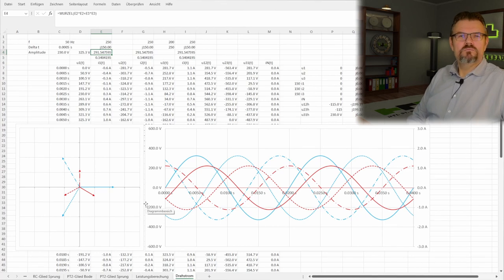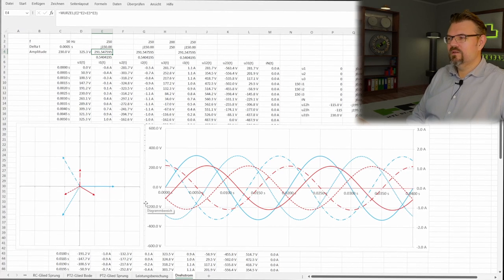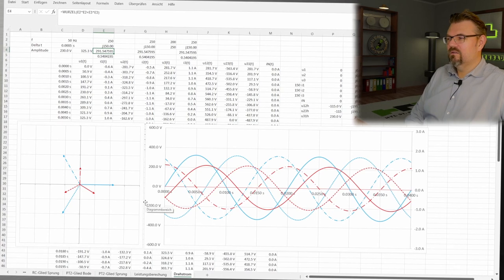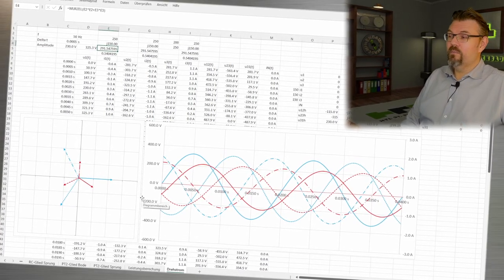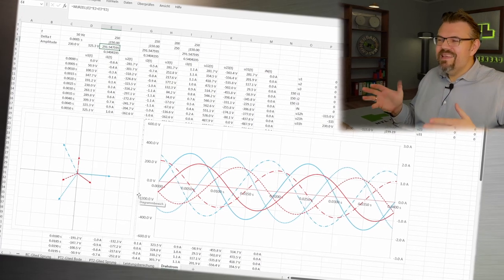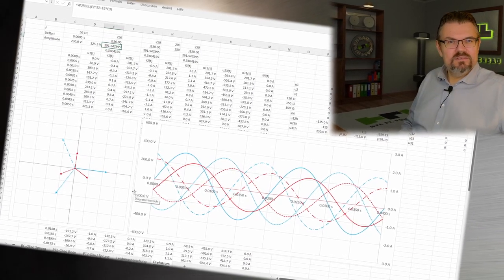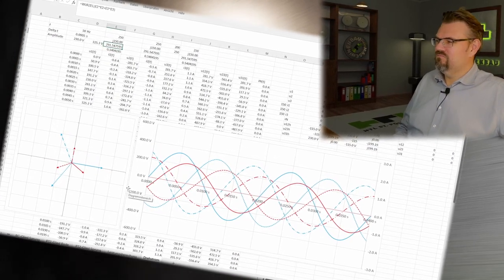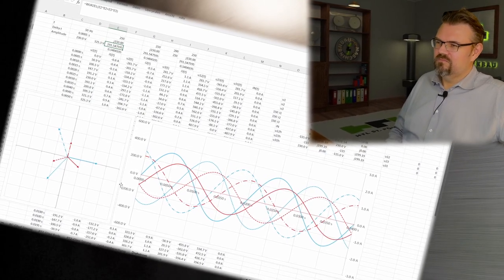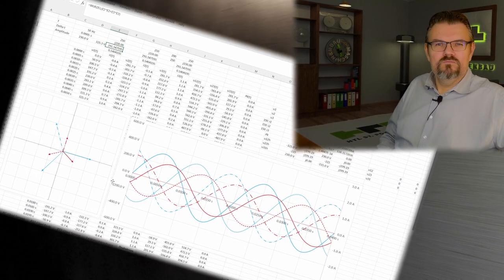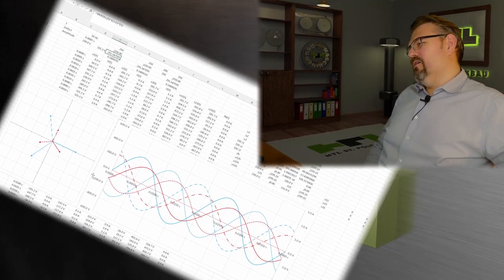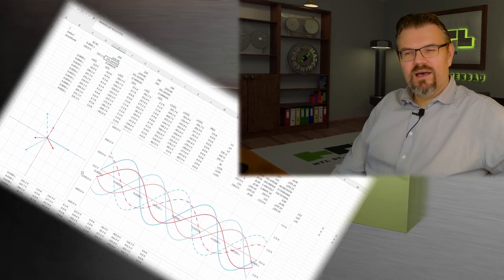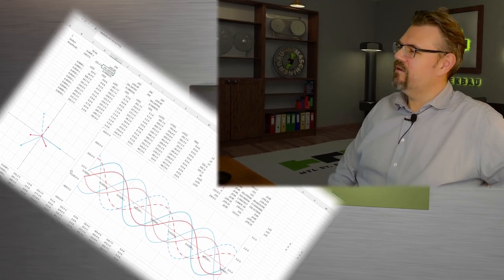Alright, so now we know how a three-phase AC system looks like in the time diagram. Pretty nice, looking very technical, a little bit complicated. It's not really as complicated as it looks, but well. We have seen phase voltages, we have seen line voltages, and the currents, and what is happening if we have asymmetrical loads with the neutral line current and so on.